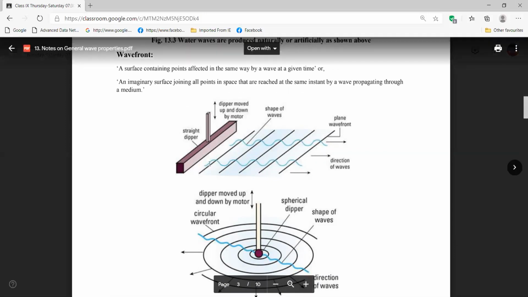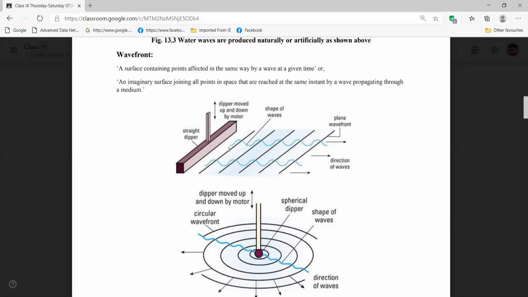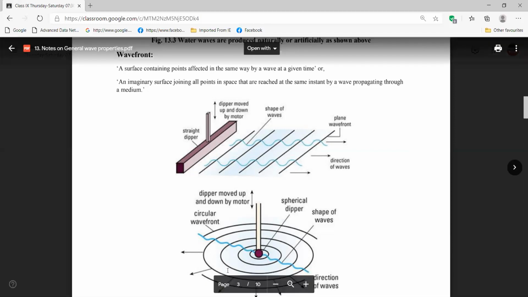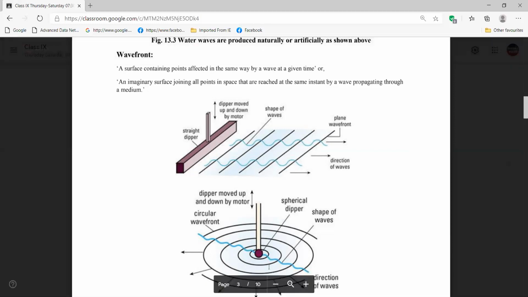So, in the same time, this surface contains lots of points, right? Yes, sir. And all these points are affected in the same way. So the collection of all these points is called wavefront. The same way we have the circular wavefronts, right?